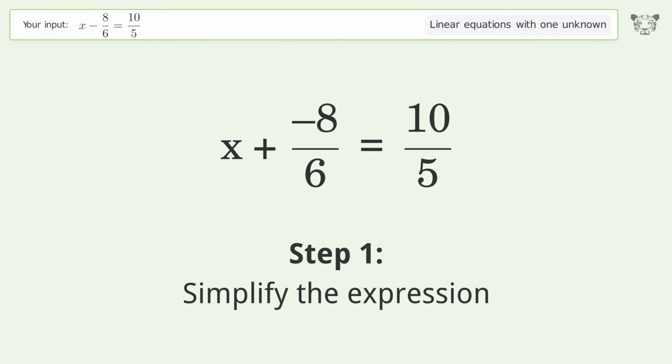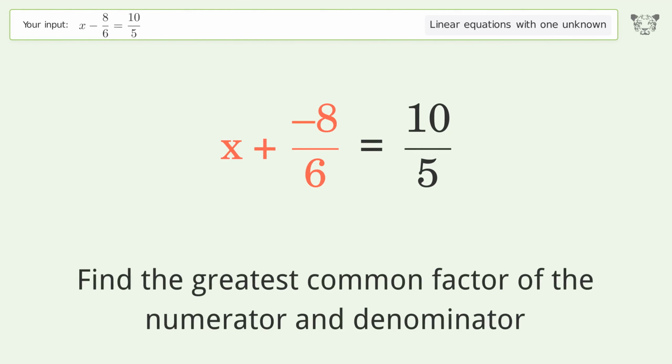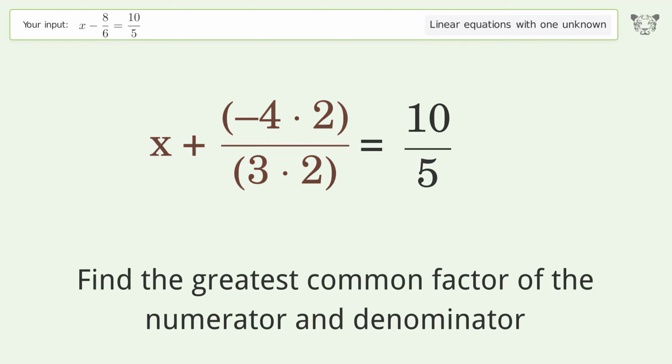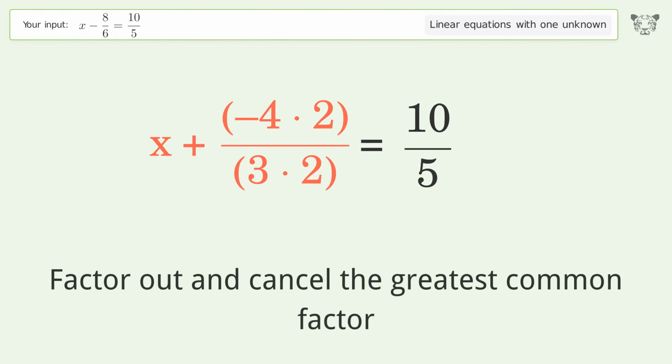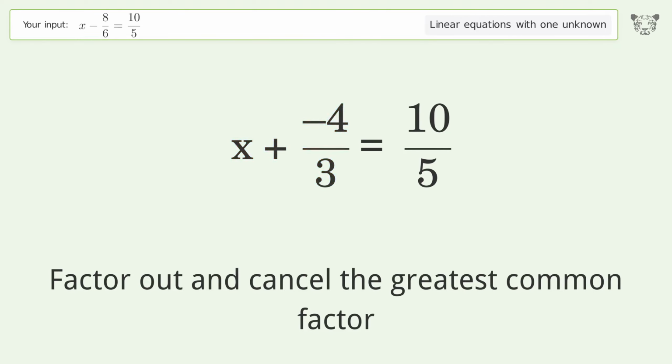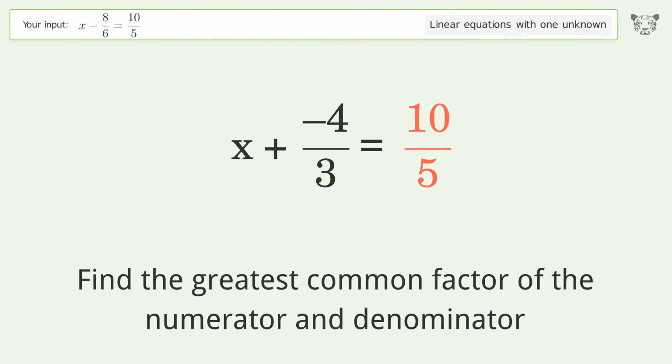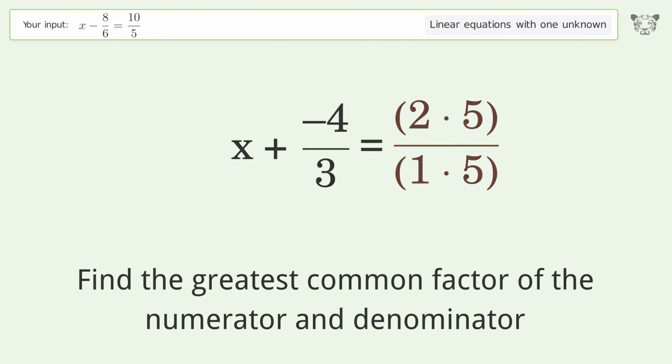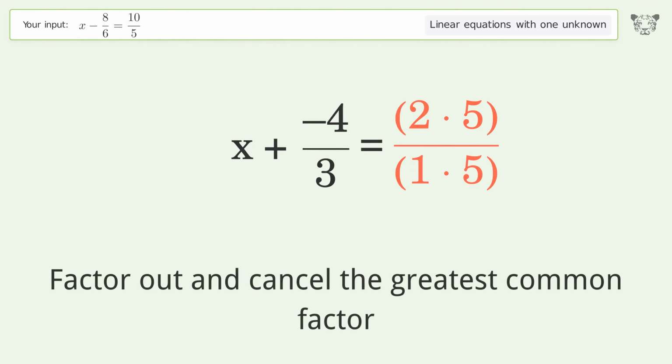Simplify the expression. Find the greatest common factor of the numerator and denominator. Factor out and cancel the greatest common factor. Find the greatest common factor of the numerator and denominator. Factor out and cancel the greatest common factor.